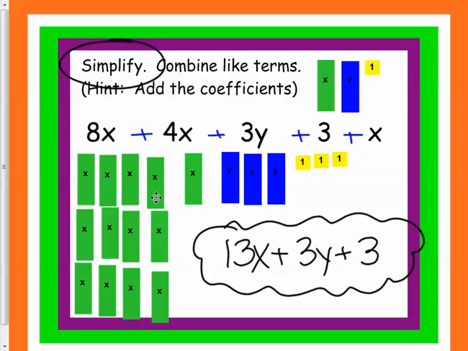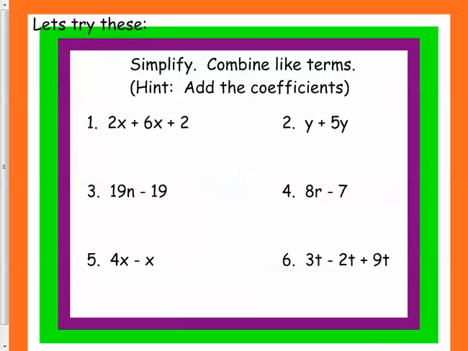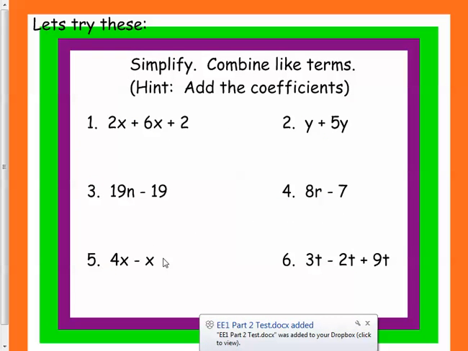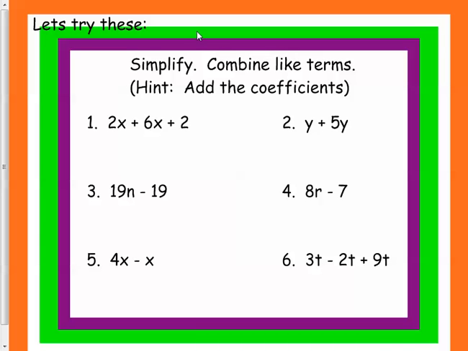So let's look at some more examples. Okay, combine the like terms. Let's try these. In this first one, we have 2x plus 6x plus 2. This one is a like term of this one. So add their coefficients. 2 and 6 make 8, and we have 8x plus 2. Okay? Go ahead and try the remaining if you feel comfortable, or if you still need some practice, continue watching me.